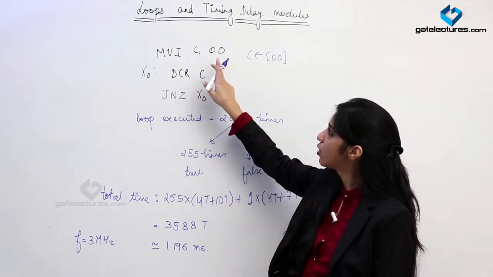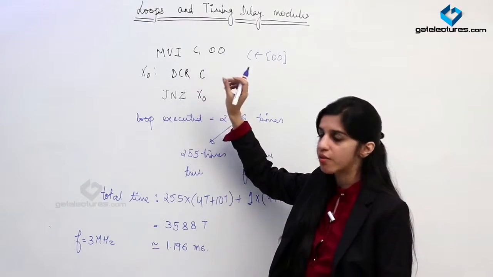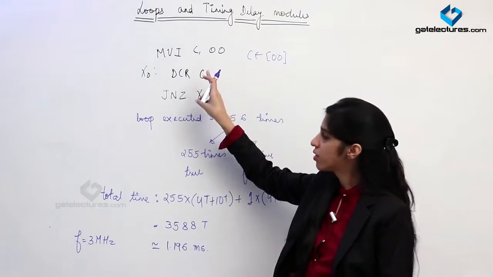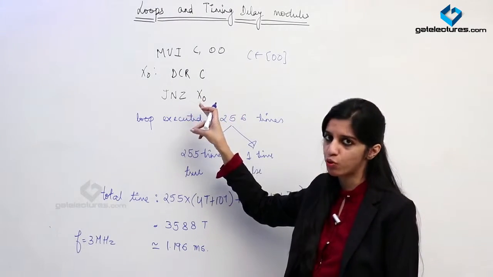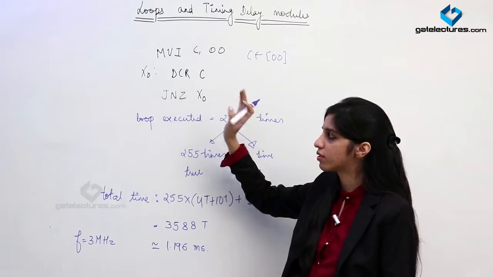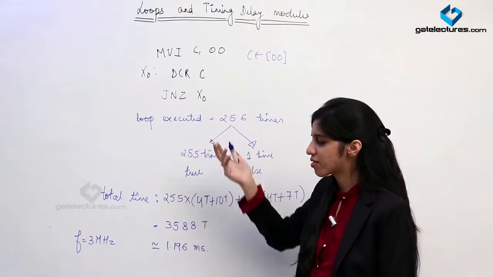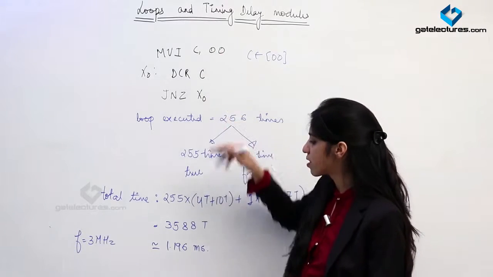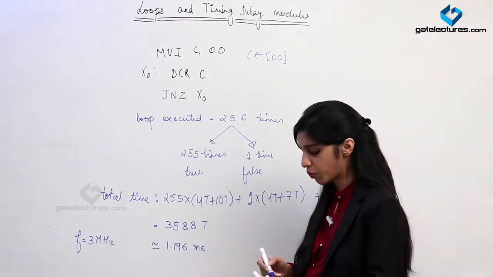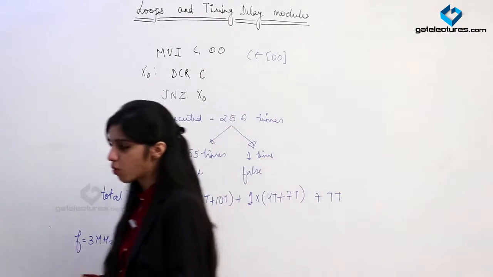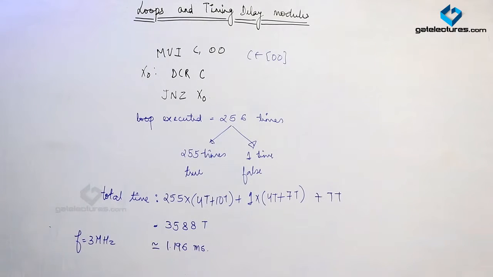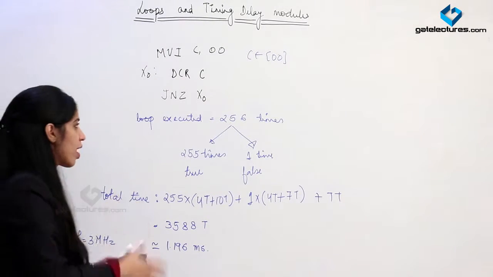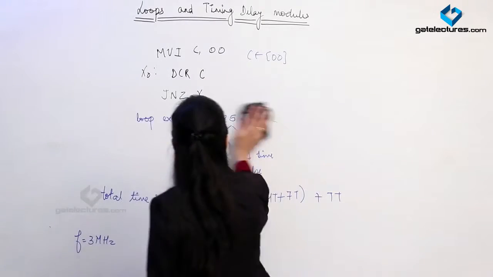In case I had loaded this with FF, this would have taken 255 loops, 255 times the loop would have executed in total. That is another thing. So finally what we have got is, this module can provide us a delay of 1.196 milliseconds. Now our concern is, suppose you are supposed to write an ALP.